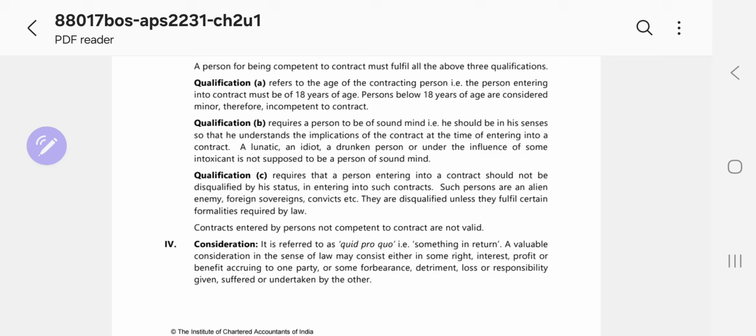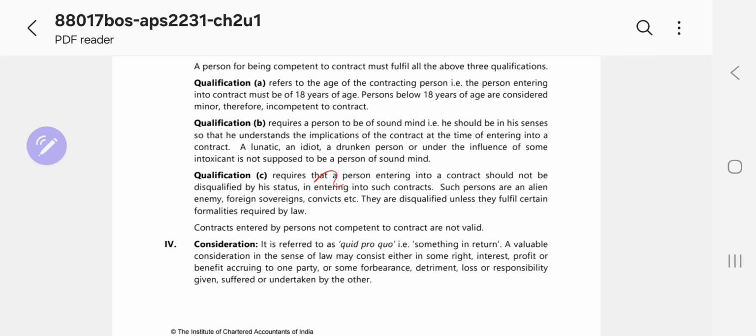Okay, so to enter into a contract, the person must be in his senses. He should be of sound mind. He should not be an idiot, or under any intoxicants, or have taken any drugs or any alcohol, etc. He should be in his pure senses while entering into a contract.